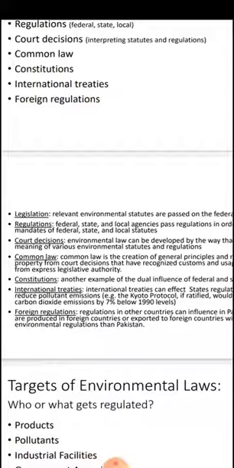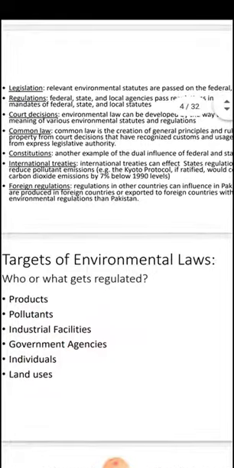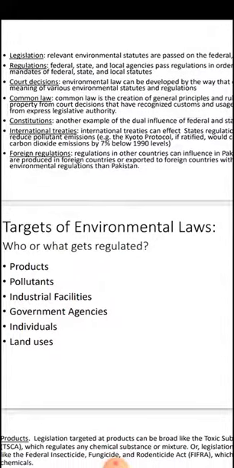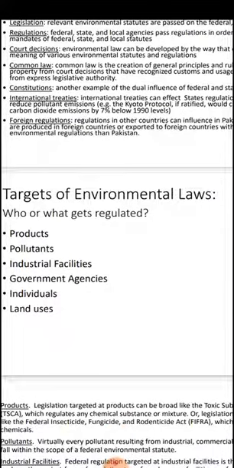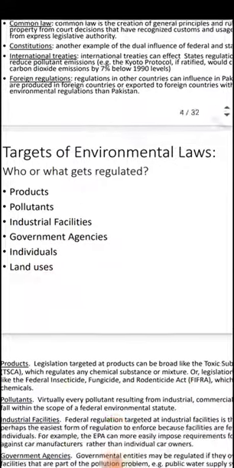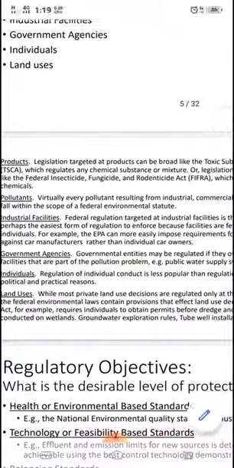So then we have some targets of our environmental laws, who or what gets regulated. So products, the most important thing which we are going to develop in our industries, must be according to the standards, international standards, and must fulfill the rules and regulations of our country. Then we have pollutants, we have industrial facilities, government agencies, individuals, land uses. So let's have a look in detail regarding these.